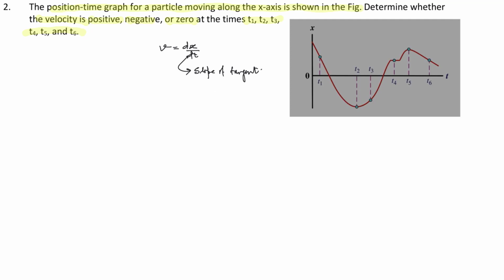So first draw tangent at these times t1, t2, t3, t4, t5 and t6. Now find out sign of slope of these tangents. So slope for this is negative, this one is 0, this one is positive, 0, this also is 0 because it is parallel to time axis, and slope of this one is negative. So it's a very simple question.